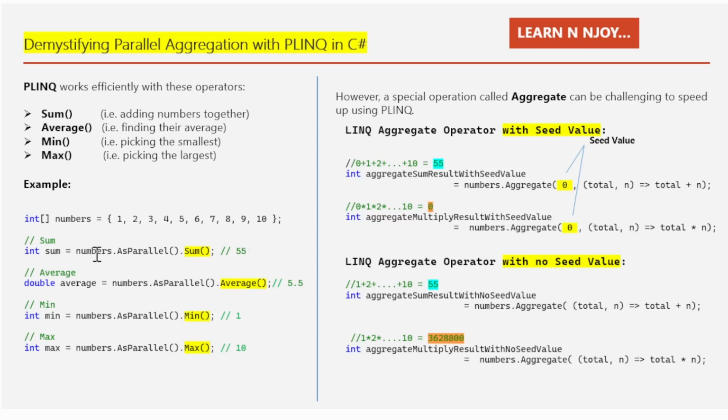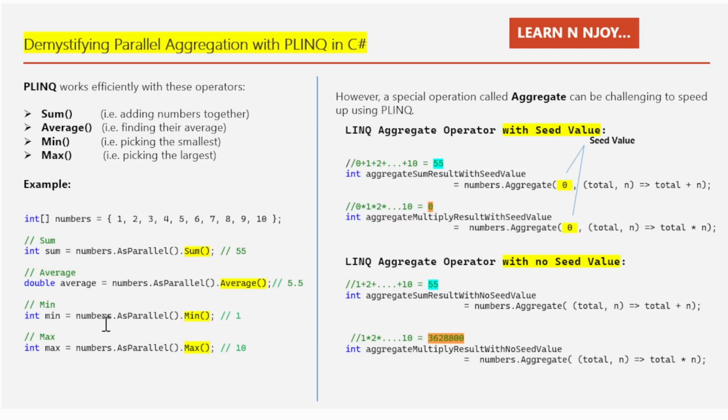Now let's see the average calculation. How are we going to derive that? Double average is equal to numbers.AsParallel().Average(). So here I have used AsParallel, which converts the array numbers into a parallel query, and the Average method calculates the average of all elements in the array. Whatever output we receive, we store into the variable named average of double data type, right? And in this case, what is the average? Average is 5.5.